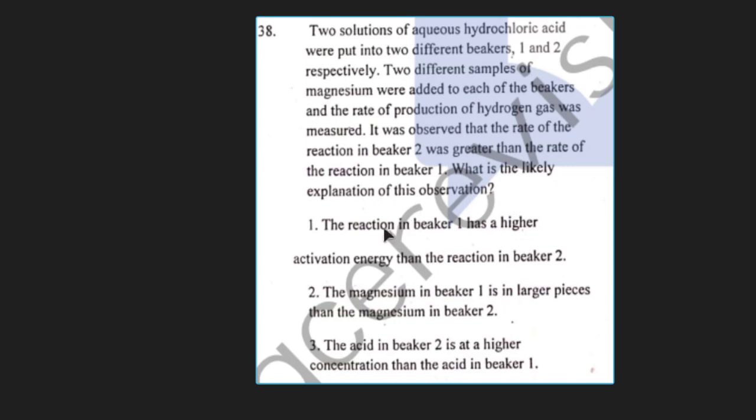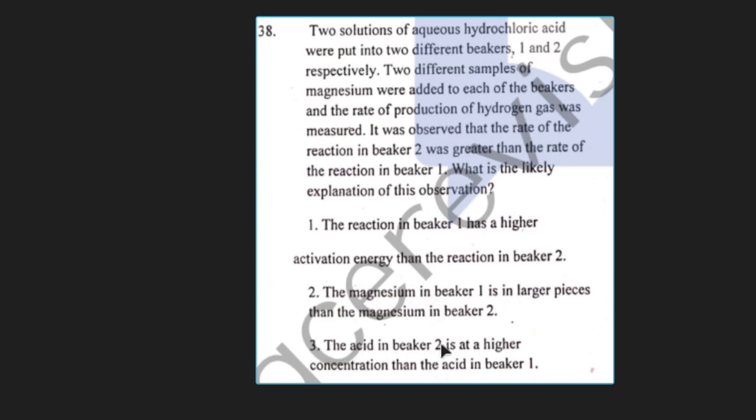That is actually a true statement, because for a reaction to proceed faster, its activation energy should be lower. 2. The magnesium in beaker 1 is in larger pieces than the magnesium in beaker 2. Actually, when it is in lumps, the rate of reaction is slow. When it is powdered, surface area is increased to the hydrochloric acid.